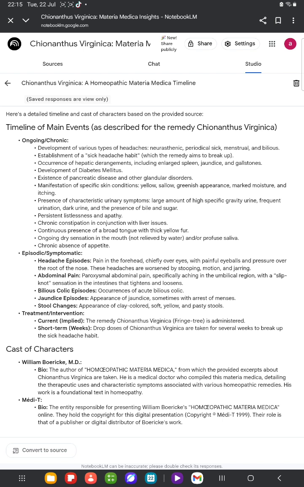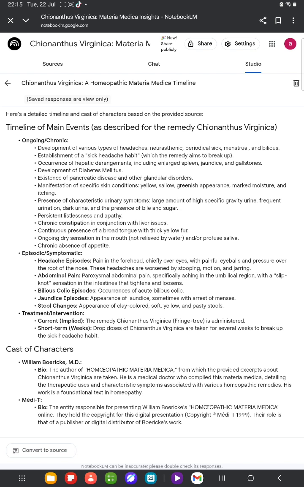Okay, let's unpack this. Starting at the top, literally, with headaches. Boericke tells us Chionanthus virginica is often of service in many types of headaches. He lists neurasthenic, that's like nerve weakness or exhaustion, periodical sick headaches, menstrual headaches, bilious ones, often with nausea or vomiting. But what really jumped out at me was this claim: if taken for several weeks in drop doses, it will often break up the sick headache habit. That's quite specific, isn't it? It suggests tackling a chronic pattern, not just a one-off headache.